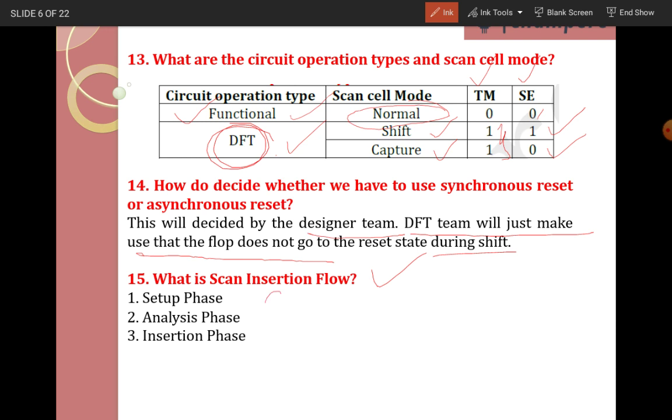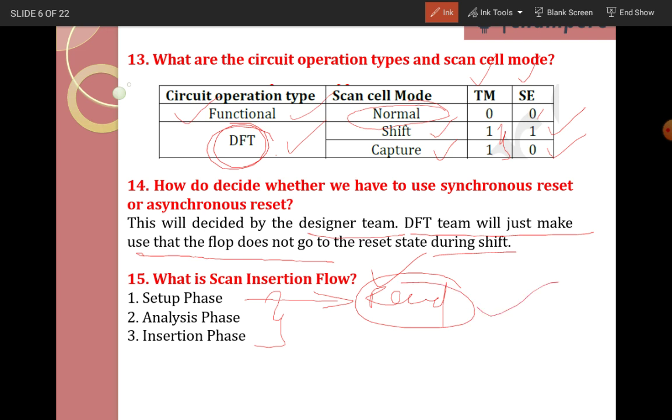This mainly involves three phases: setup phase, analysis phase, and insertion phase. What will we do in the setup phase? They may ask you to explain the setup. In the setup phase, we will read all input files: read the library file, read the gate level netlist, and read the top module. We will also set the constraints, and set the clocks, reset and offset values.